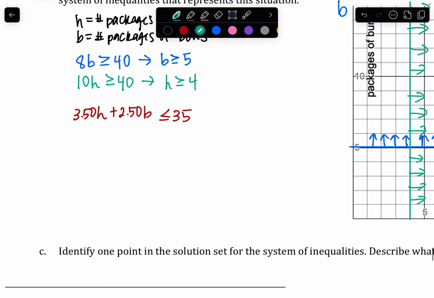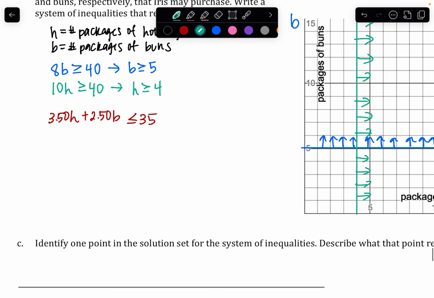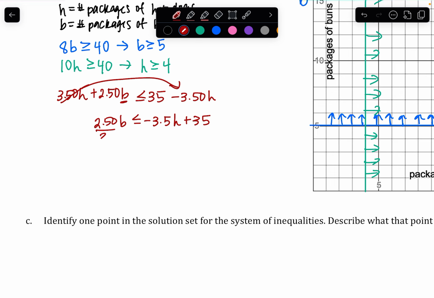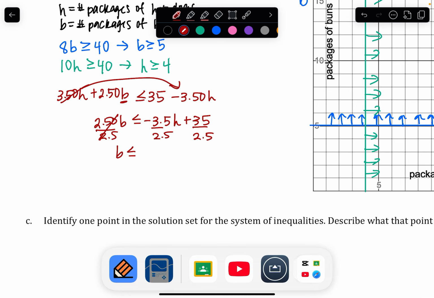Okay, and so now to get this red inequality, since B is kind of our y in this situation, we're going to isolate B. And so we're going to move the H to the other side. I'll go ahead and write it like that. And so 250B must be less than or equal to, I'm going to write the H first, and if you want to drop the zeros, you can, plus 35. And then we are going to divide everything by 2.5. Same thing as 2.50.